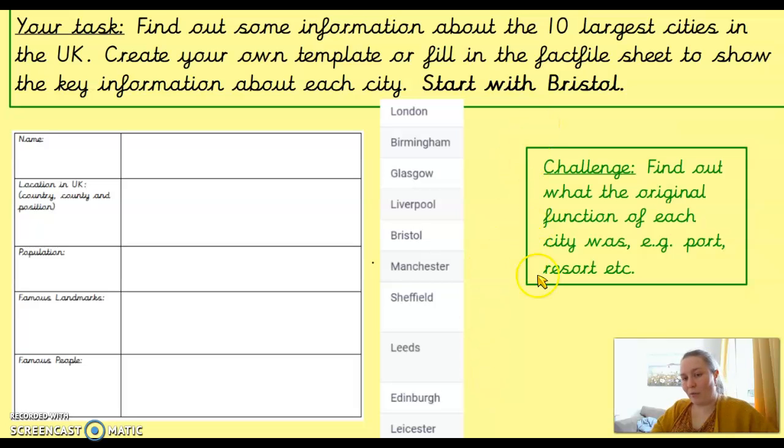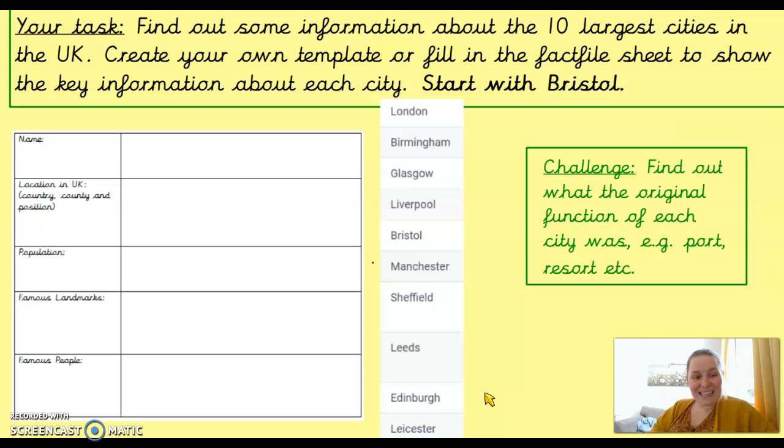If you wanted to go even further, then you could think back to when I talked about function of places, original function of settlements like ports and resorts, and find out the original function of the city and add that to your fact file. So start off with Bristol. I would say that everyone will be able to do Bristol plus 2 or 3 more cities. It would be perfect if you could do 5 of them, and it would be amazing if you can get all 10 done. I'd love to see what you come out with.